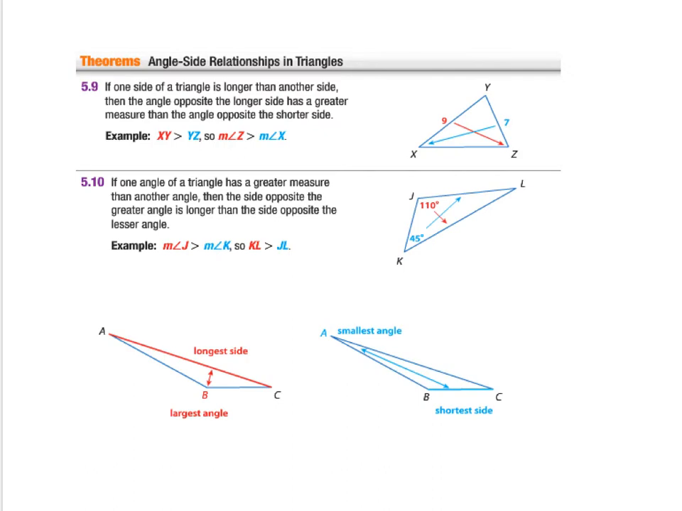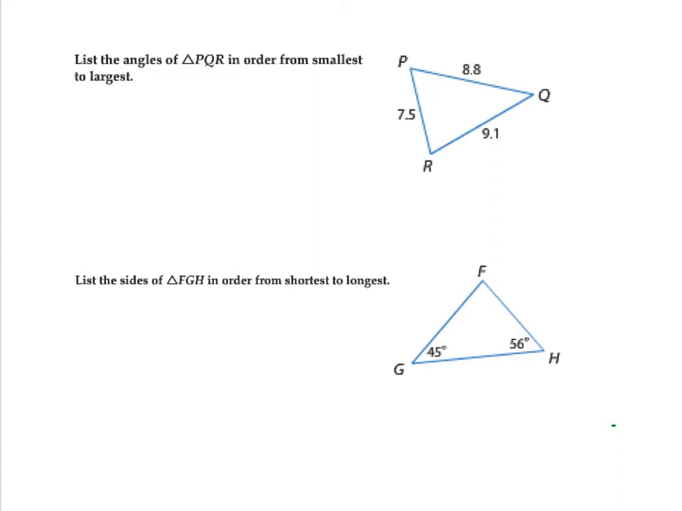The other thing we need to think about is the angle-side relationship in triangles. We've already talked about this, that the biggest angle is opposite the biggest side, and the littlest angle is opposite the littlest side. Okay, that's one of our properties of triangles. So list all the angles in order from greatest to smallest here. Well, our biggest side is right here, RQ. Our second biggest side is PQ, and our third biggest side is PR.